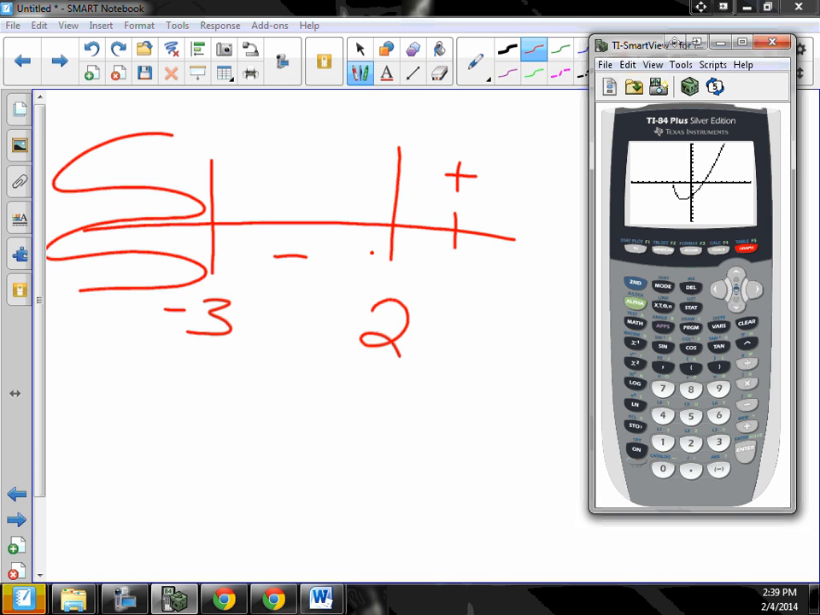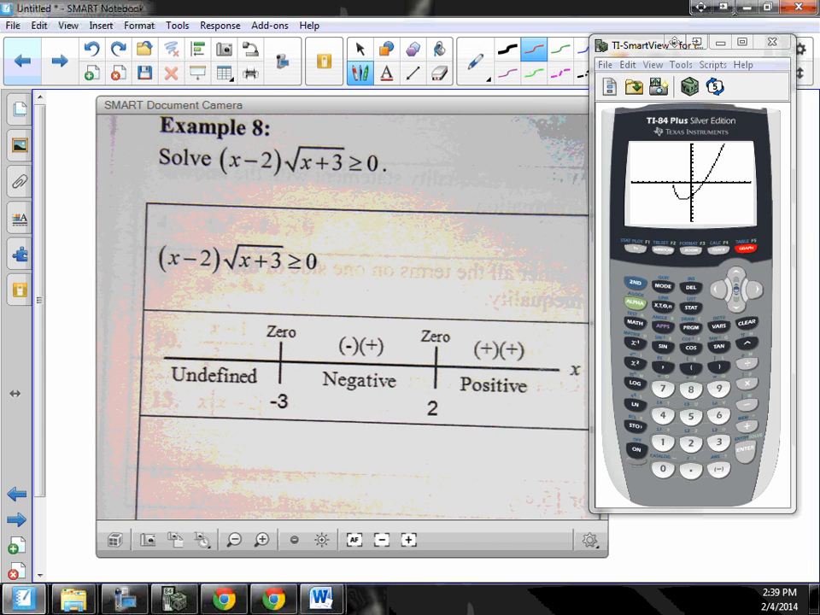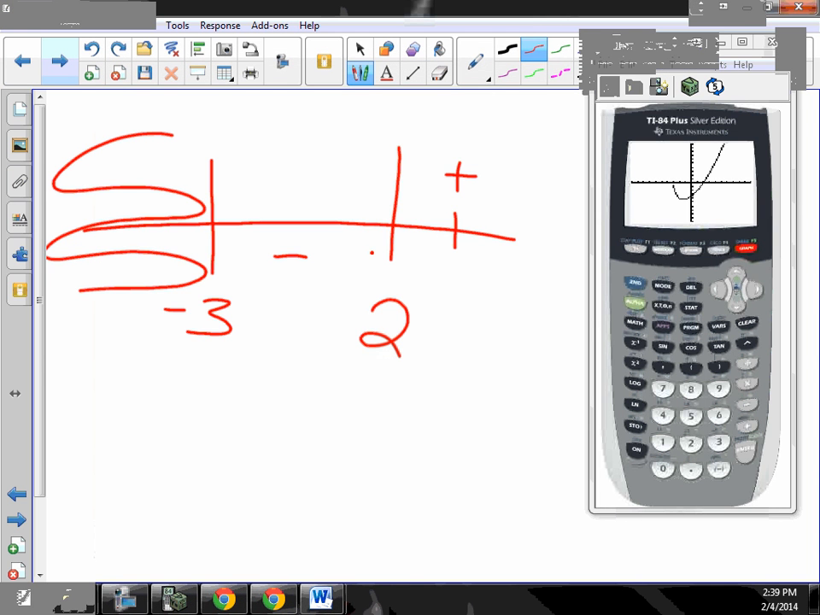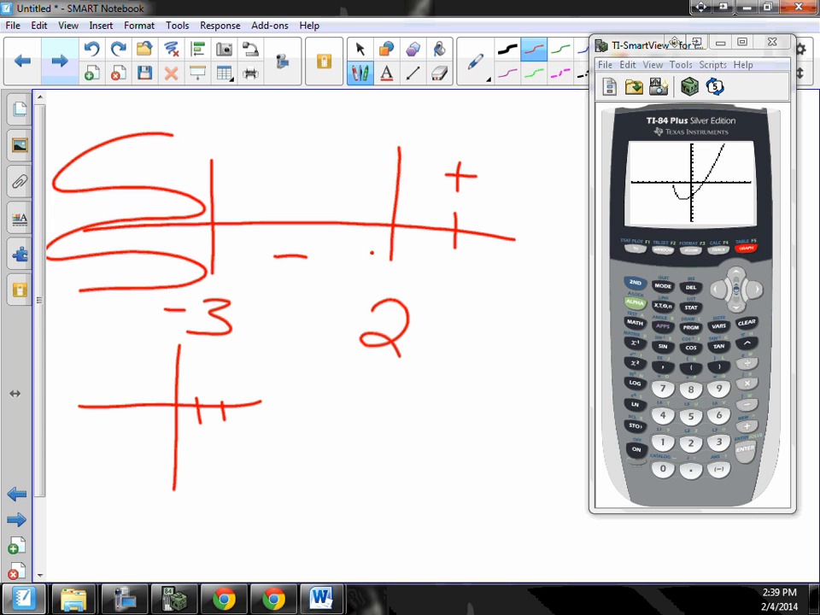Okay? And the original problem was, when is this graph bigger than or equal to 0? So from 2 on, is 2 open or closed? So 2 is closed, going up. And then negative 3 is just a closed dot, right? And that's the answer. That's the graph.